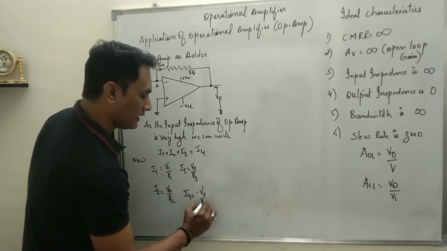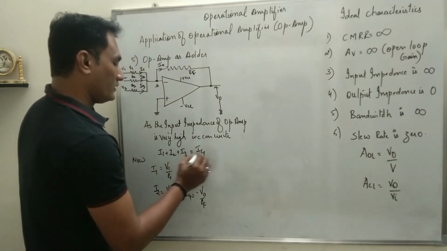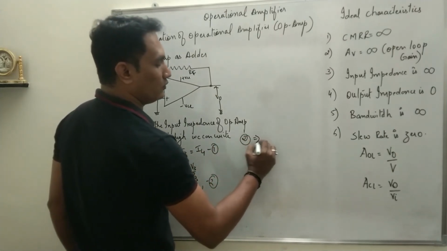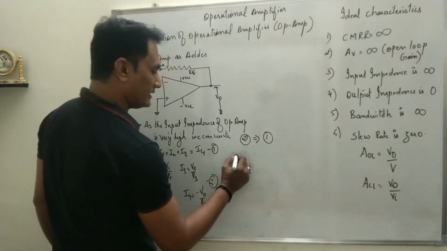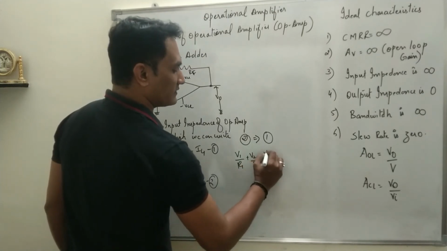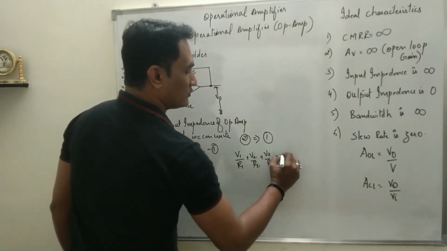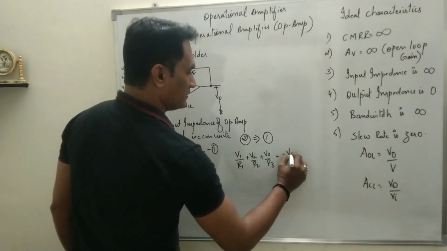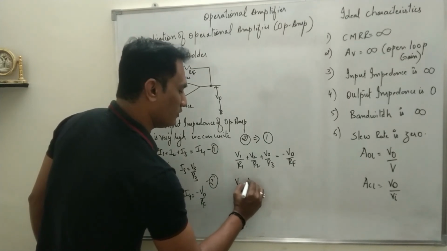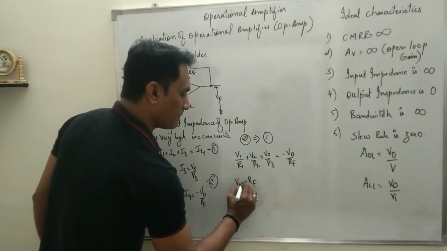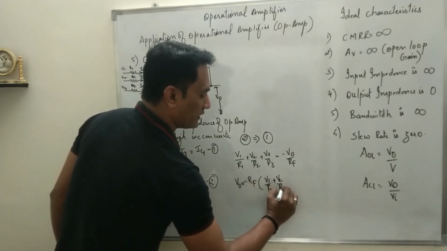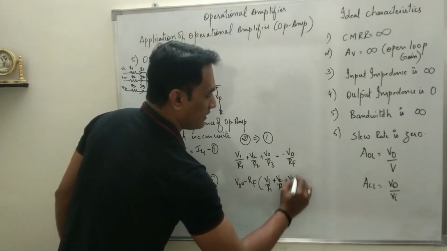Okay, so let this be equation number 1, let this be equation number 2. Substitute the value of 2 in 1. What you get is V1 upon R1 plus V2 upon R2 plus V3 upon R3 equals minus V0 upon RF, where RF is the feedback resistance. Or I can say V0 is equal to minus RF times V1 upon R1 plus V2 upon R2 plus V3 upon R3.